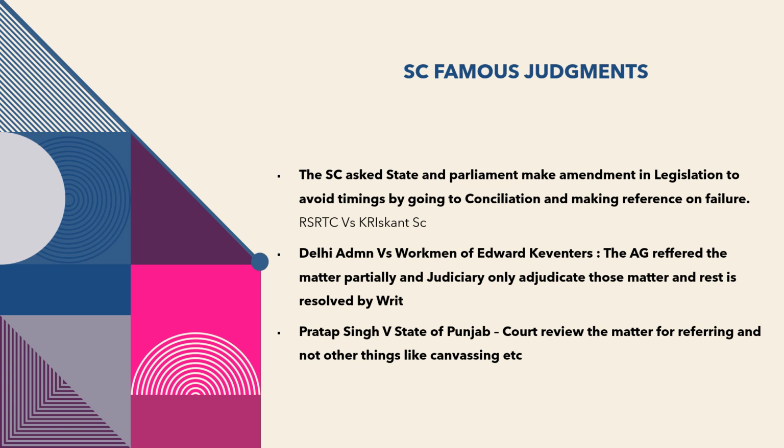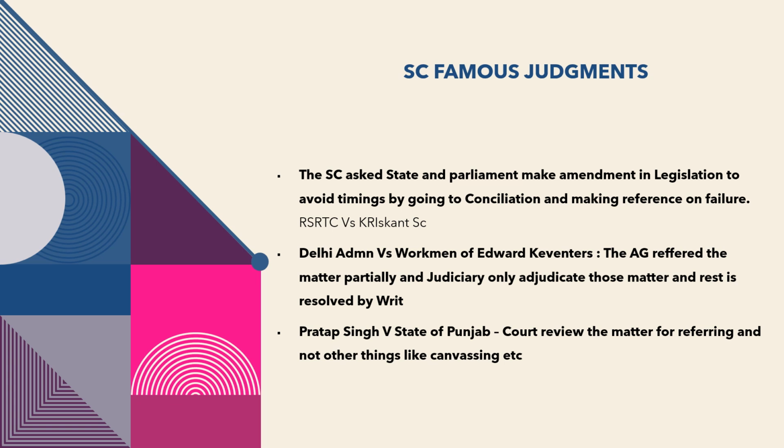In the case of Delhi Administration versus Workmen of Edward Conventas, the appropriate government referred the matter partially, and the judiciary only adjudicated those matters, and the rest was resolved by the writ. Here, in the writ petition, the appropriate government referred the matter partially. They have not fully forwarded it, but the matter is adjudicated by the labor court. So there is no problem when the matter is partially forwarded to the labor court. Some of the matter can be resolved by the appropriate government themselves.